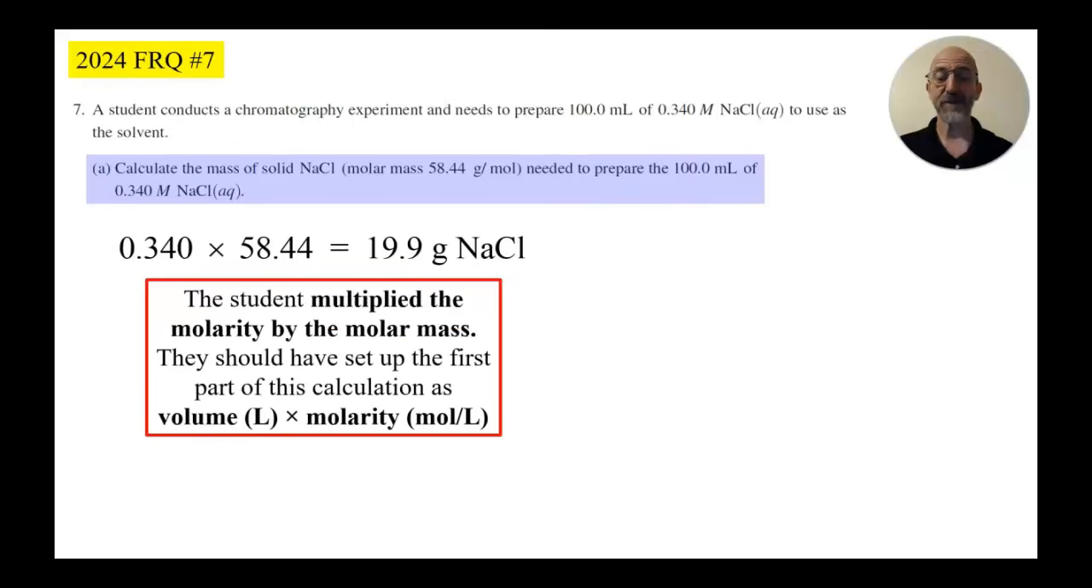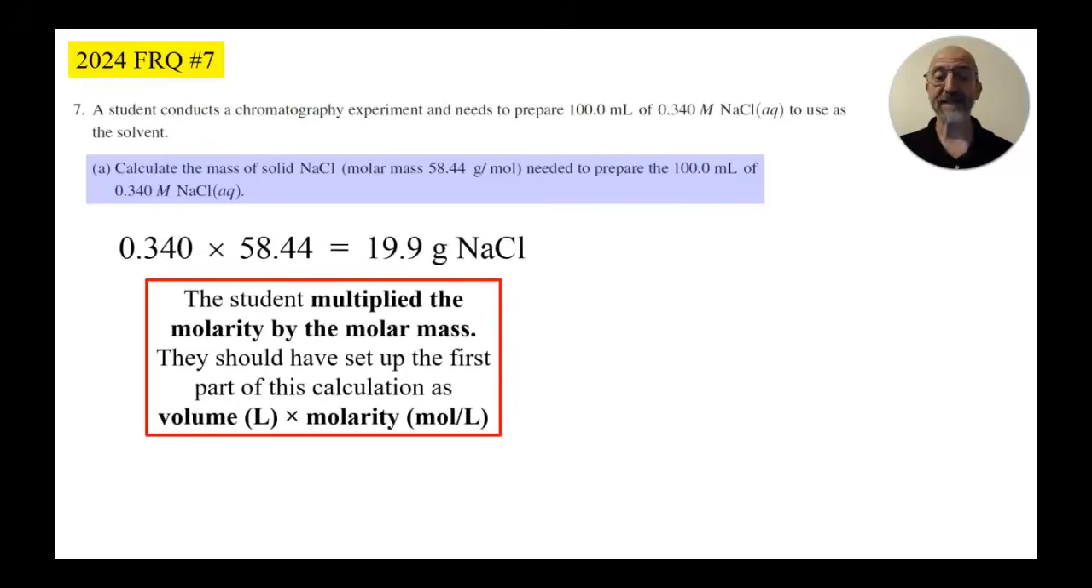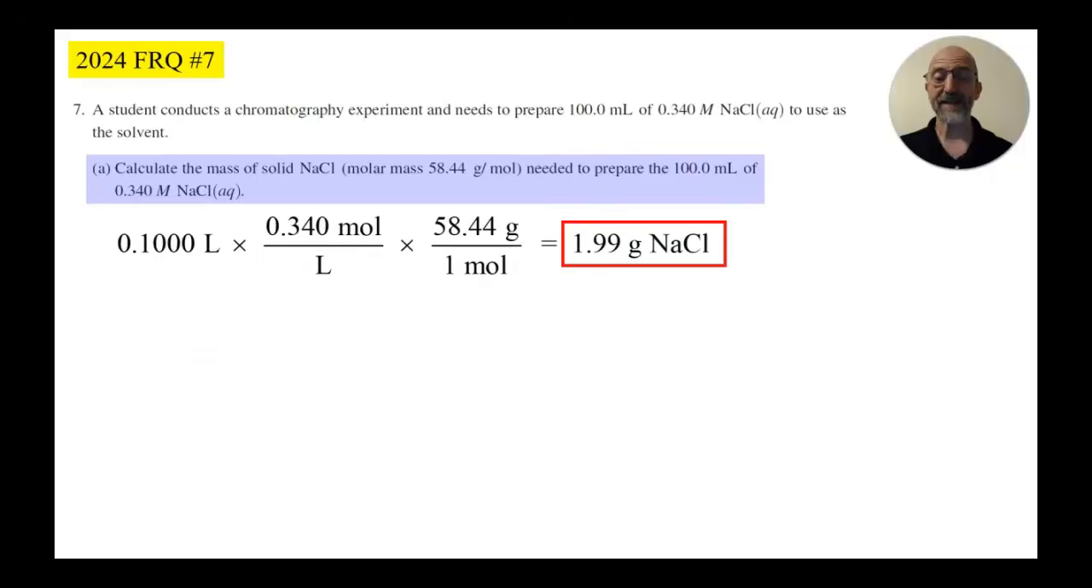So the student multiplied the molarity by the molar mass, but what they should have done initially is to set up volume times molarity to get moles, and then continue with moles times molar mass to get grams. So their incorrect answer was 19.9. The correct answer is actually 1.99. So the difference is that now we have 100 milliliters or 0.1 liters times the molarity.